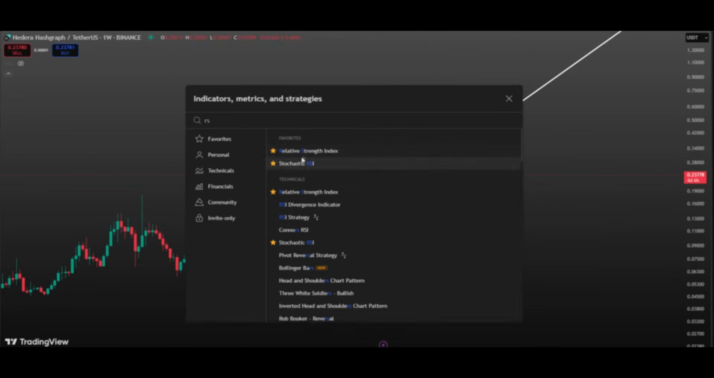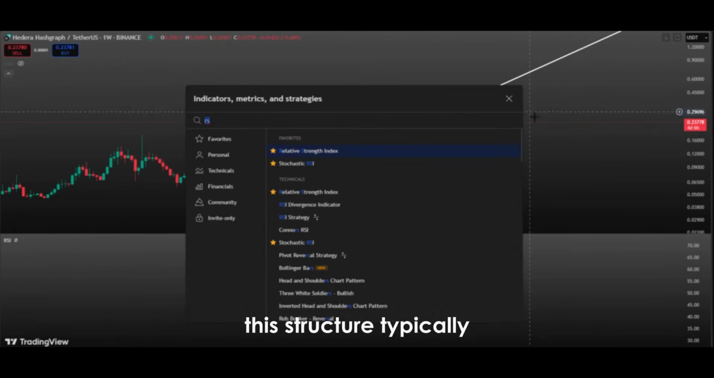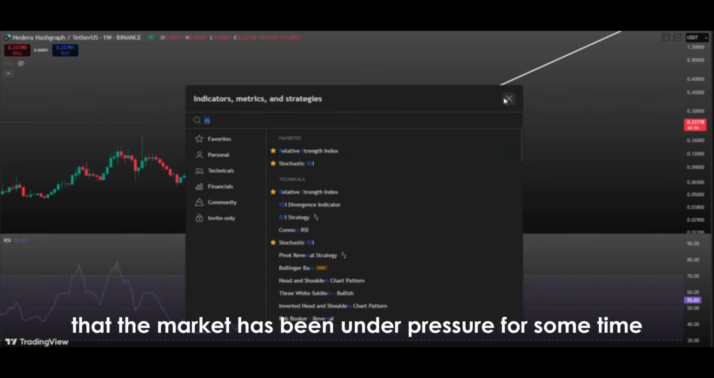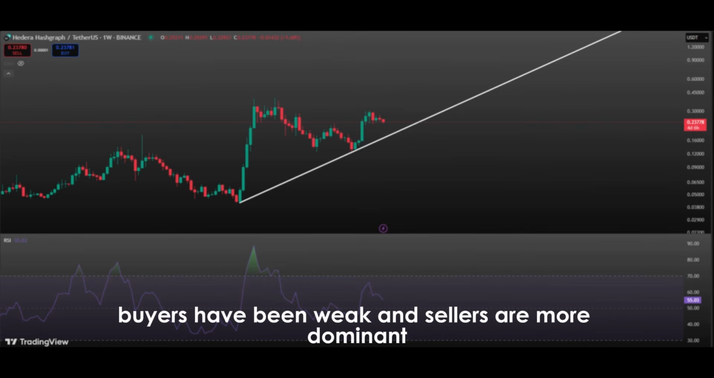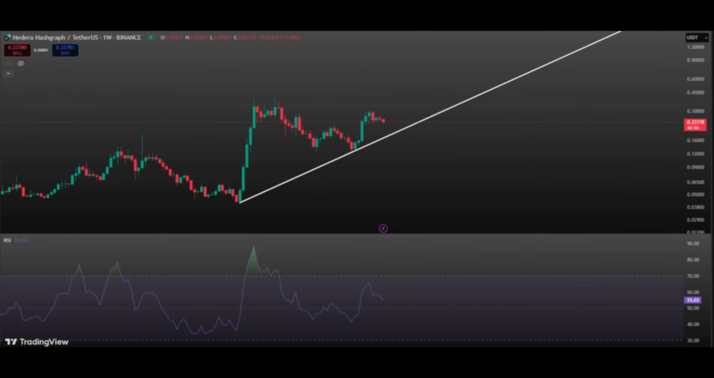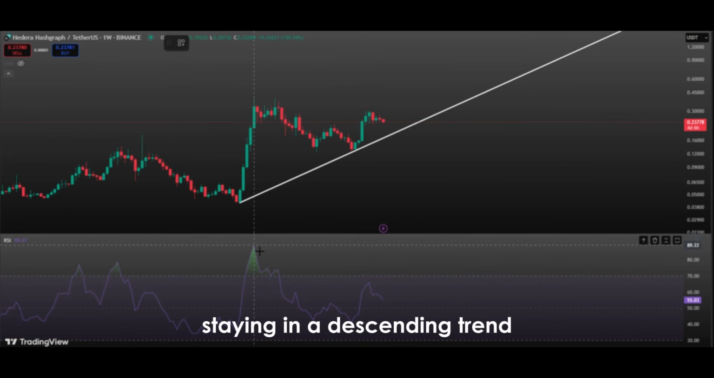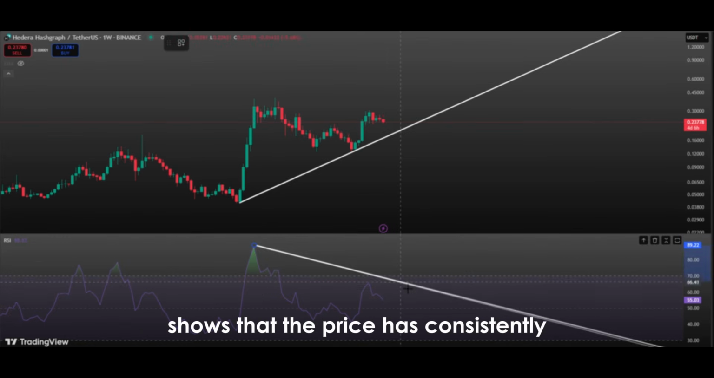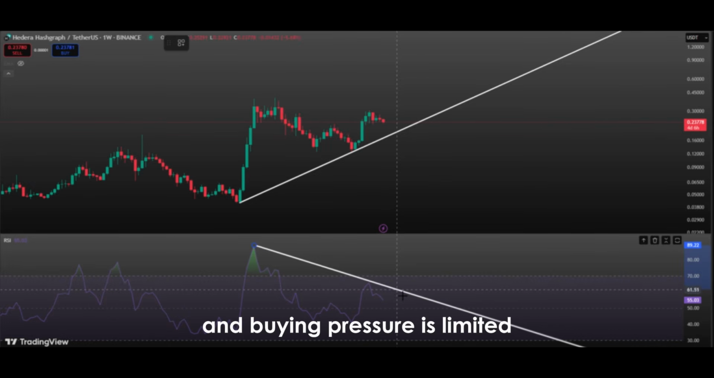Stay tuned. When a descending trend line forms on the RSI indicator, this structure typically indicates that the market has been under pressure for some time. Buyers have been weak and sellers are more dominant. Since the RSI is an oscillator that measures the speed and momentum of price, staying in a descending trend shows that the price has consistently been giving lower reactions and buying pressure is limited.